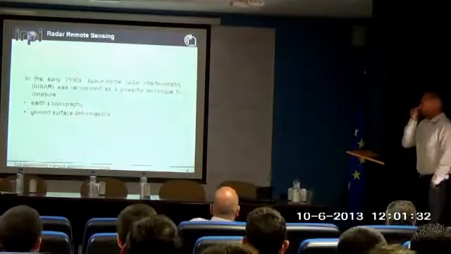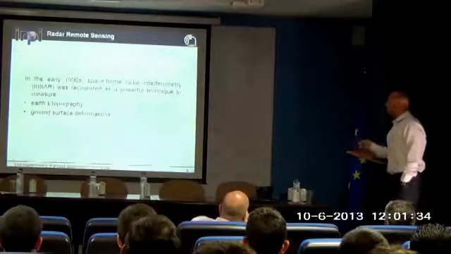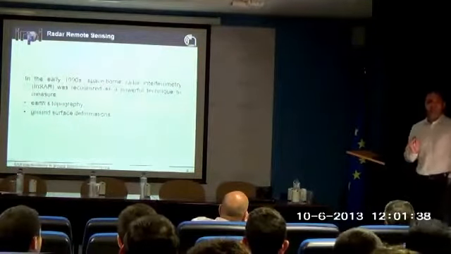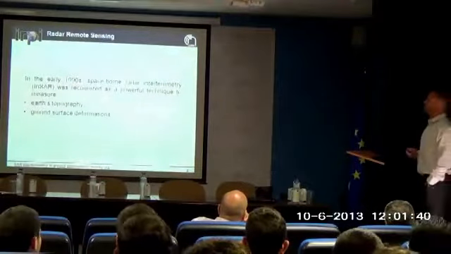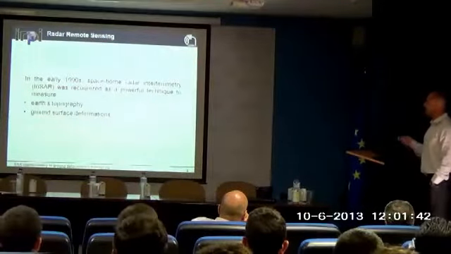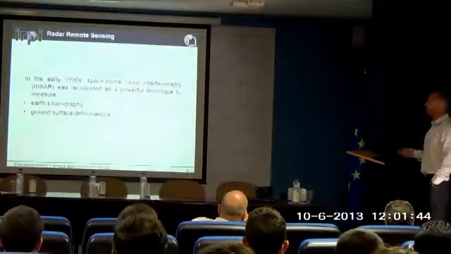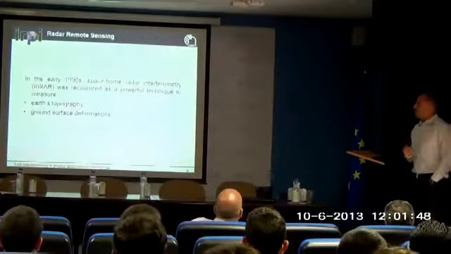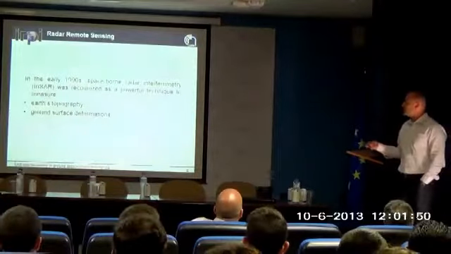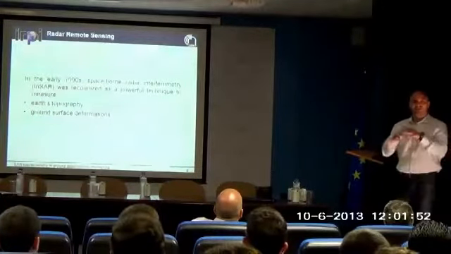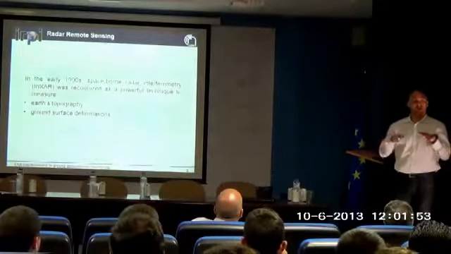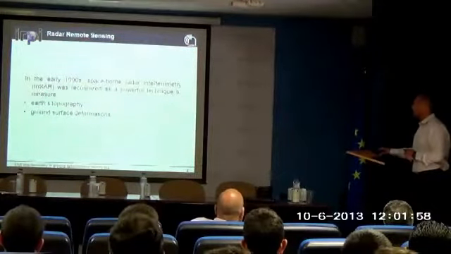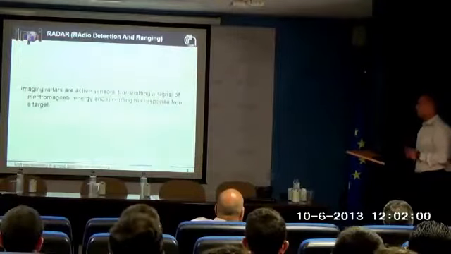So, what is radar remote sensing? SAR is a technique that was developed at the beginning of the 1990s, especially the space-borne radar interferometry, and was used at the beginning to measure Earth's topography, to create a digital elevation model of the terrain, and to measure ground surface deformation.